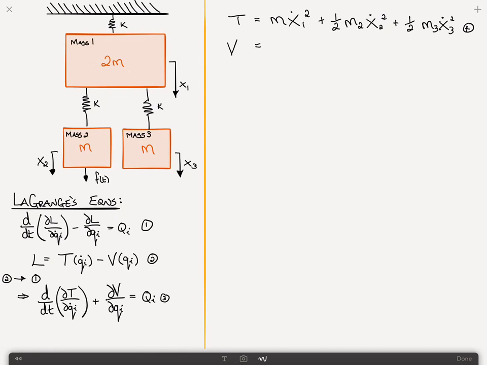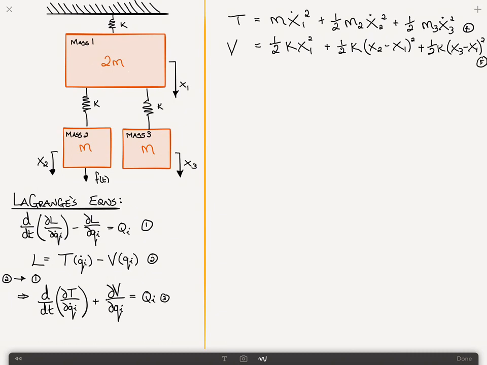Call that equation 4. And for the potential energy, which we call V, that is equal to, when mass 1 deflects by an amount x1, you get 1/2 times k times x1 squared. If we look at the second spring, the one that I circled, we get a contribution of 1/2 times k times the displacement of that spring squared, which is (x2 minus x1) squared, and then 1/2 k times (x3 minus x1) squared. We'll call that number 5.